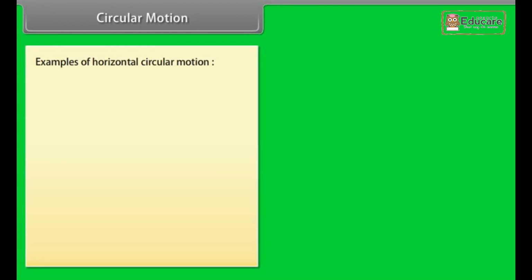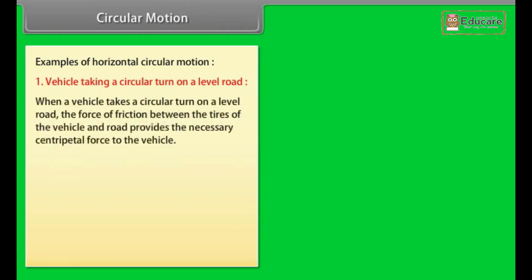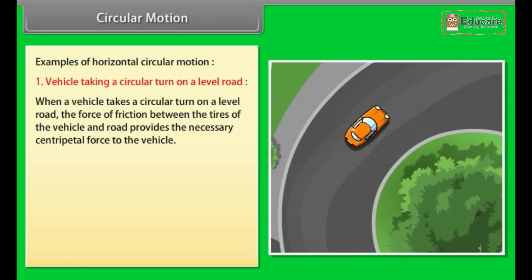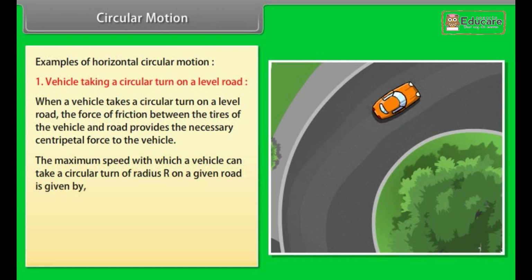Some examples of horizontal circular motion are: Number 1. Vehicle taking a circular turn on a level road. When a vehicle takes a circular turn on a level road, the force of friction between the tires of the vehicle and road provides the necessary centripetal force to the vehicle. The maximum speed with which a vehicle can take a circular turn of radius r on a given road is given by v = √(μrg), where v is the speed of the vehicle, μ is the coefficient of friction.